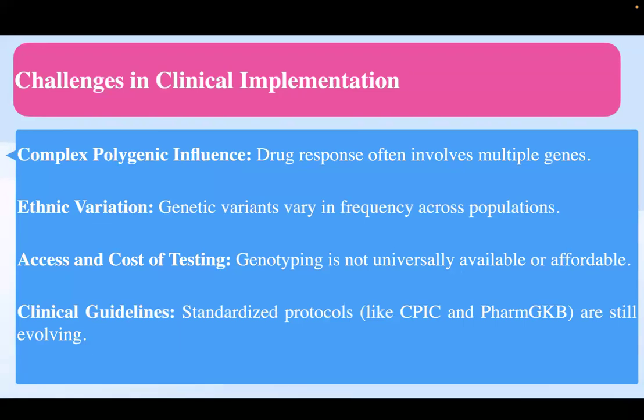For example, warfarin has two factors, VKORC1 and CYP2C9, right? Then ethnic variation: genetic variants vary in frequency across populations. Ethical consideration is an issue, and social stigma is also a reason, a challenge. Access and cost: genotyping is not universally available or affordable, as we discussed earlier. And clinical guidelines. So we have good guidelines to follow, as I said earlier.